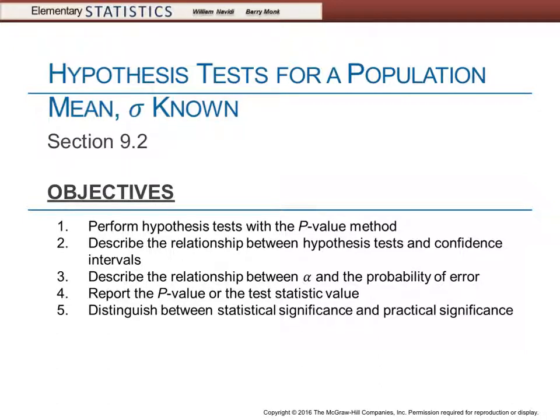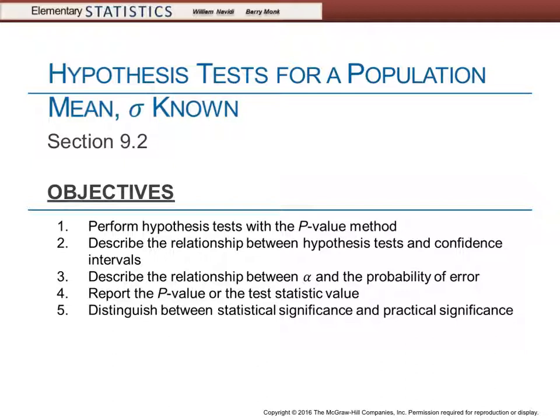So now we're going to follow up our discussions in Chapter 9-1 with Section 9-2. In this particular section, we're going to do a hypothesis test for a population mean for a quantitative variable, and sigma is known in the population.